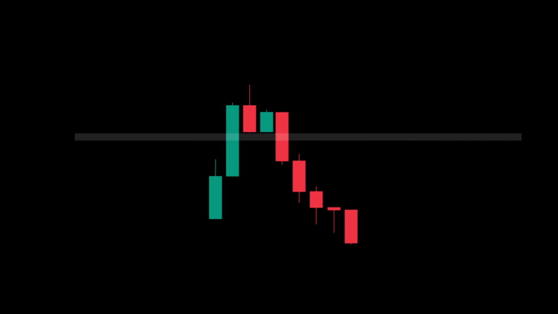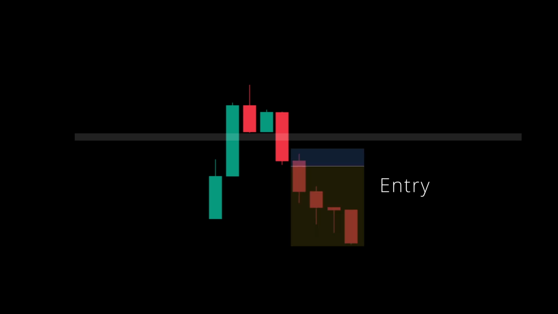Let's see another example. This is a downtrend example. This is our support zone. This candle breaks the support zone and closed below it. And our entry is here. And our stop loss is above the entry candle or above the confirmation candle. As you see, price moved to our target.